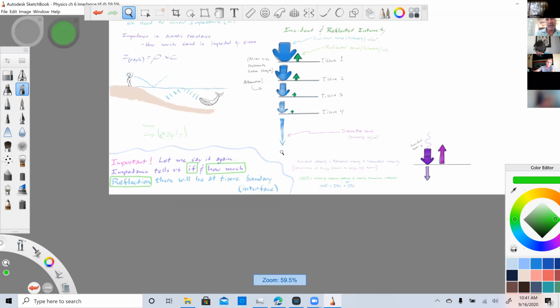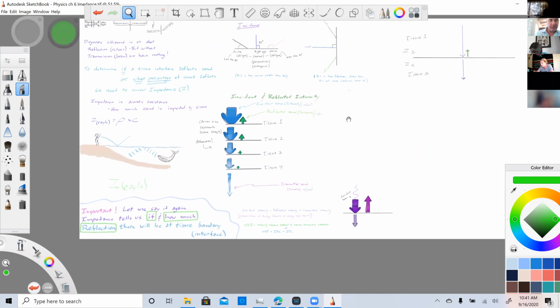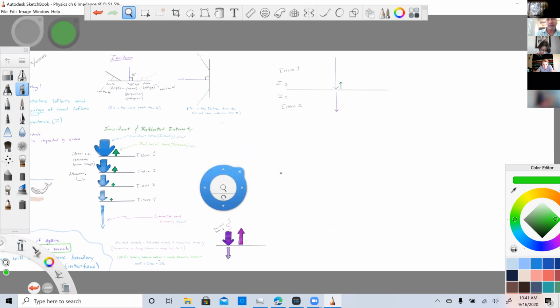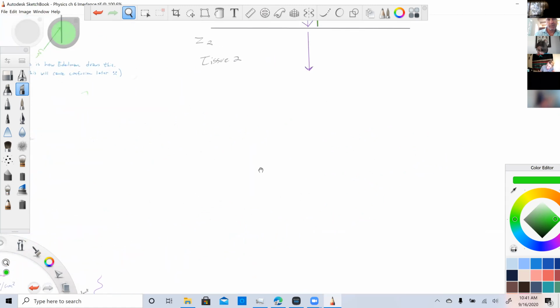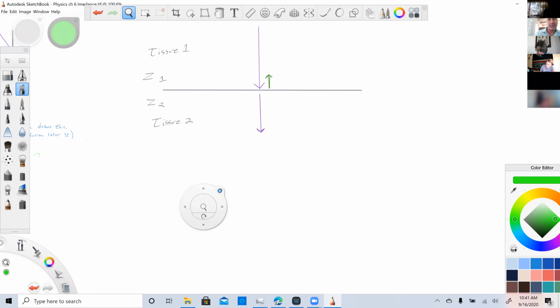Once we start hitting sound at an oblique angle, impedance still matters, but the equation doesn't work. So this equation is only for this kind of interface here, where we have a tissue 1, tissue 2, impedance 1, impedance 2. There is a reflection, therefore there is an impedance mismatch. If Z1 equals Z2, no reflection, and by the way, invisible. We cannot see it if there's no reflection.